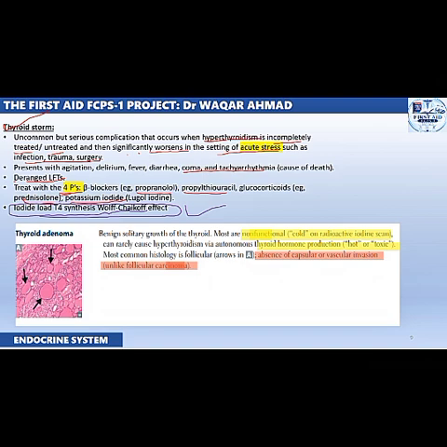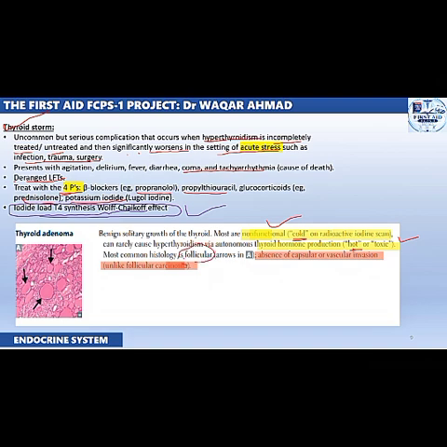Now the next is thyroid adenoma. We have already discussed that thyroid nodules, benign thyroid nodules, can be of two types: cold and hot. Cold are non-functional, but they carry significant risk of transforming into malignancy. Hot are rarely malignant, but they are hyperfunctioning and can lead to increased thyroid hormone production.